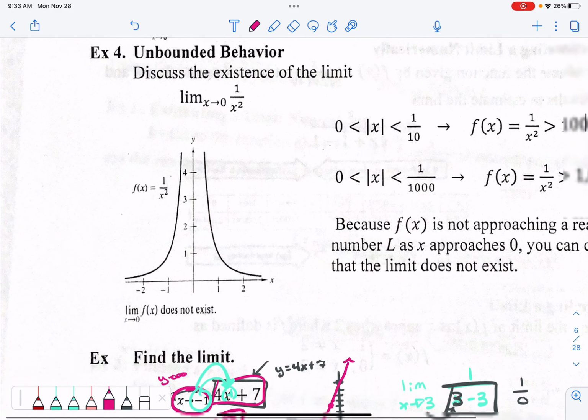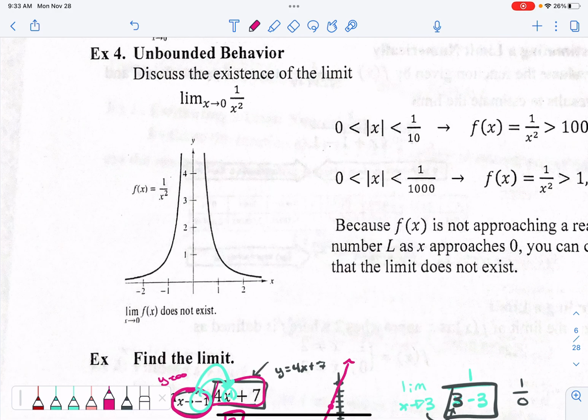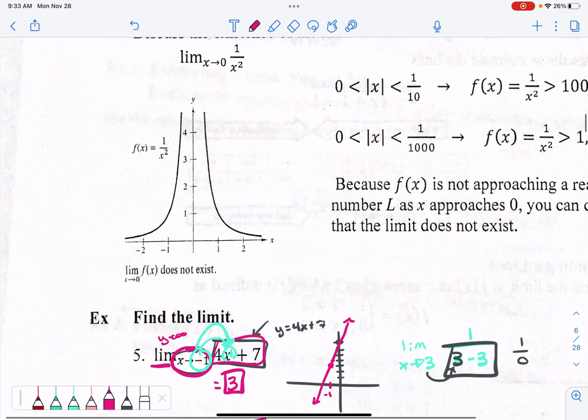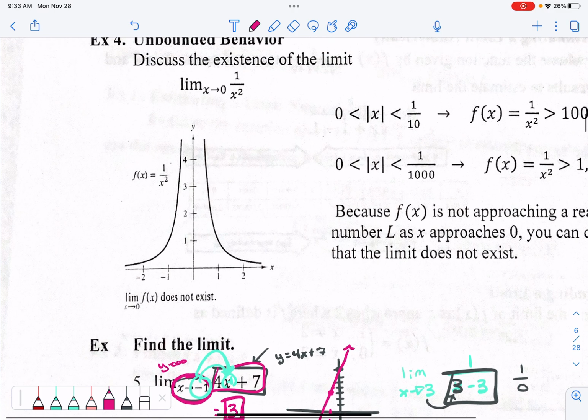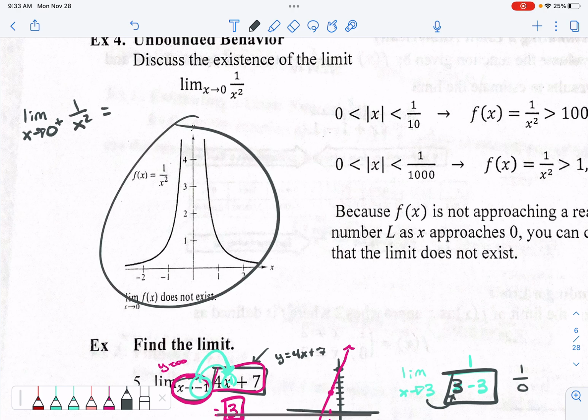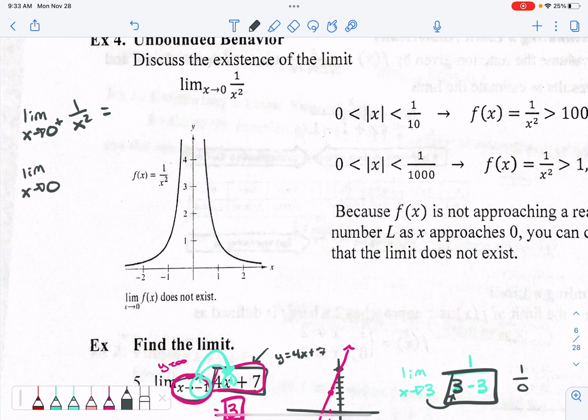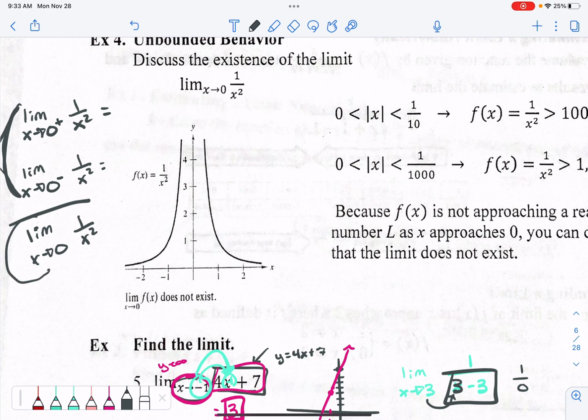Let's talk about this one. Discuss the existence of the limit. Here we go. I'm going to do this one left, right, and both sides together also. So I'm going to say the limit as x goes to 0 plus of 1 over x squared. This is that volcano thing. You guys called it a tree trunk or something instead. Whatever. Then we're going to look at the limit as x goes to 0 minus of 1 over x squared. And then in general, what's the overall limit as x goes to 0 of 1 over x squared. We're going to do these two first, combine them together, and see what we get for an answer here.